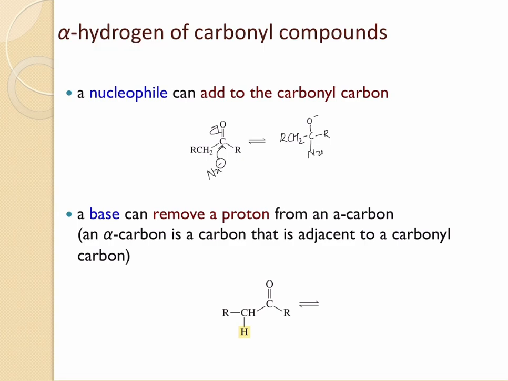Now, what is alpha hydrogen? Alpha hydrogen is the hydrogen that is connected to the alpha carbon. When you take the functional group, so here is a functional group, this carbon right here is the alpha carbon. And any hydrogen that is attached to the alpha carbon is called the alpha hydrogen. Let's say the R is a methyl group here, okay? So these hydrogens right here are also alpha hydrogens.